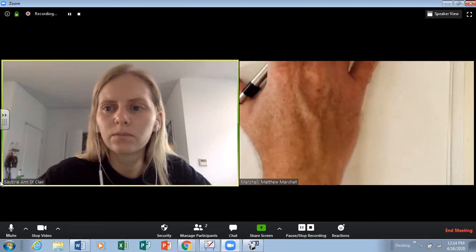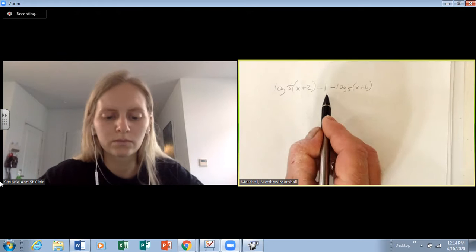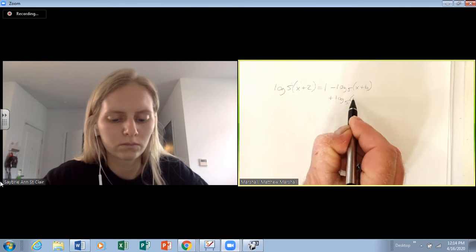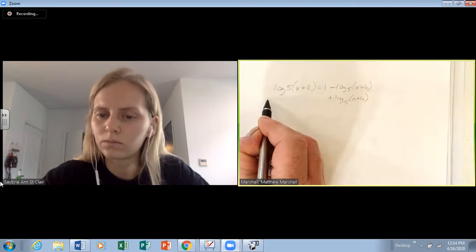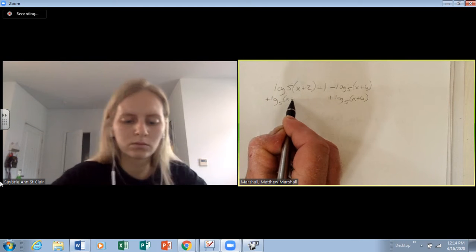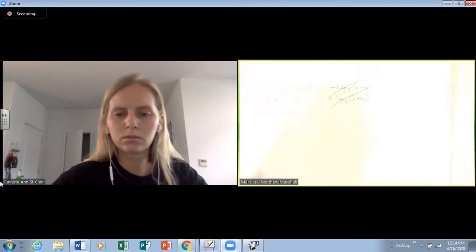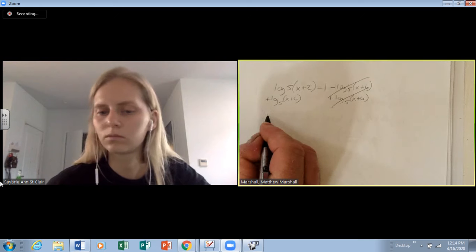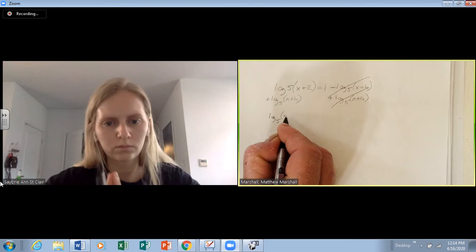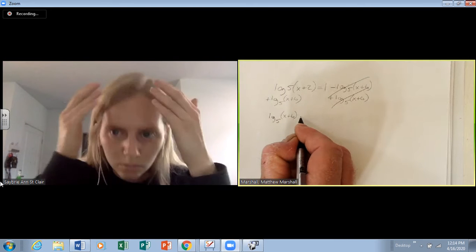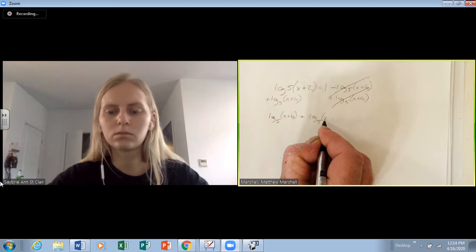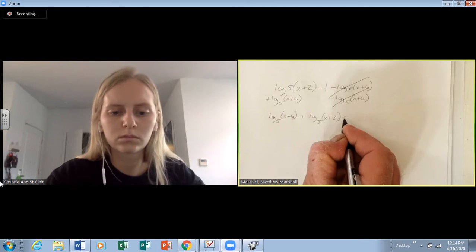So I'm gonna isolate this one. I'm gonna add log base 5 to both sides. These are going to cancel away, and I'm left with log base 5 of x plus 6 plus log base 5 of x plus 2 equals 1.